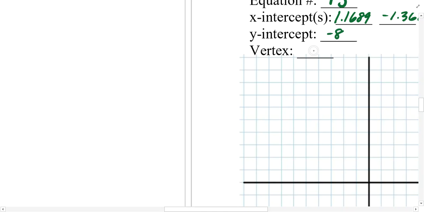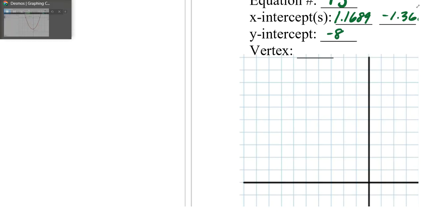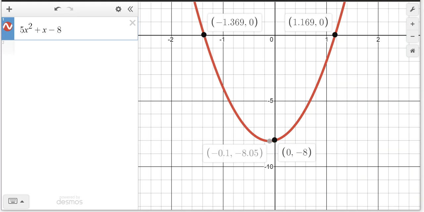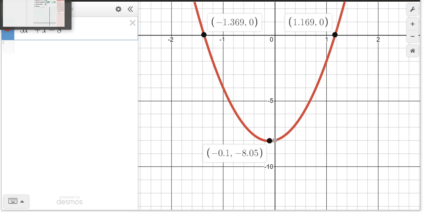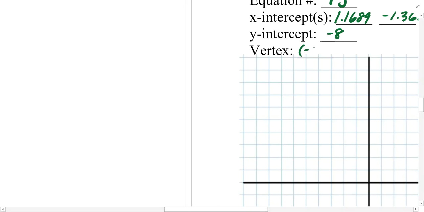And the vertex, well, that's a little bit harder to find. There are shortcuts in which we can use the calculator, but if you've got access to Desmos, I think this is the fastest way. The vertex is the lowest point of an upward-facing parabola, or it would be the highest point of a downward-facing parabola. This key data point often shows up as a light gray dot on this quadratic graph until you click on it with Desmos. And now we have the coordinate negative 0.1, negative 8.05. So we'll actually locate the vertex as a coordinate, negative 0.1, comma, negative 8.05.